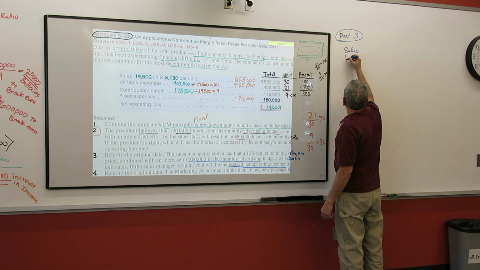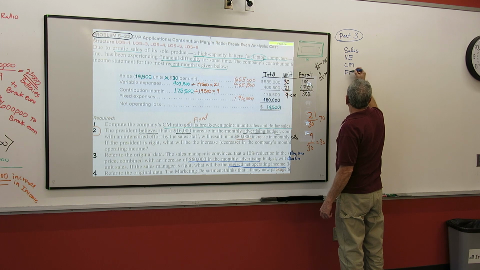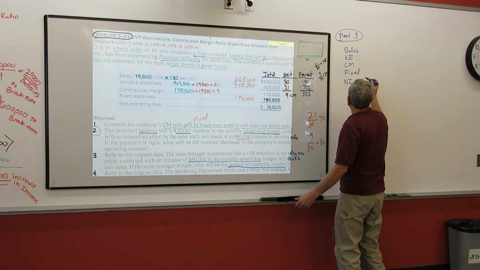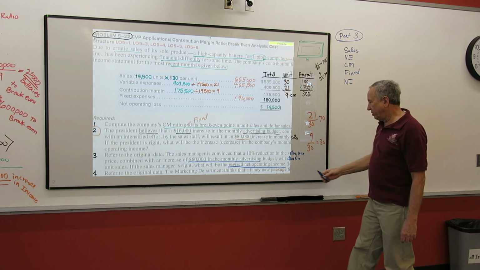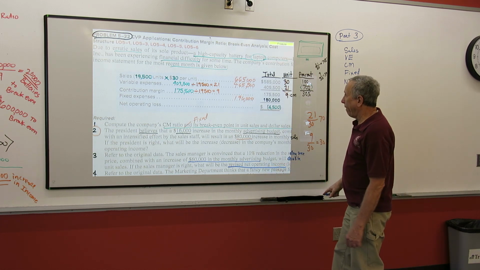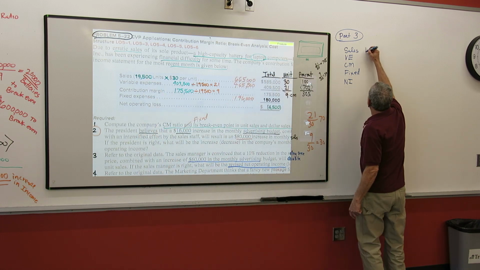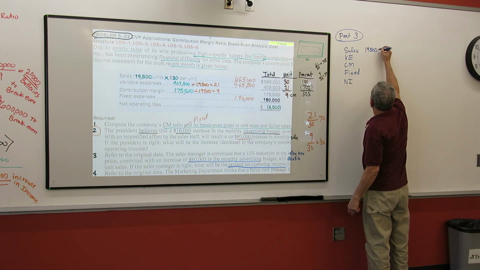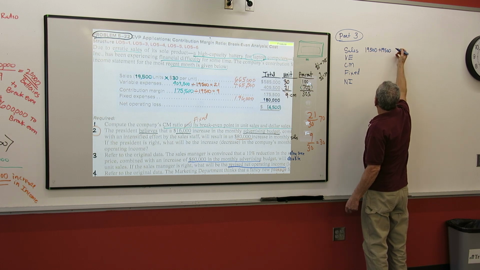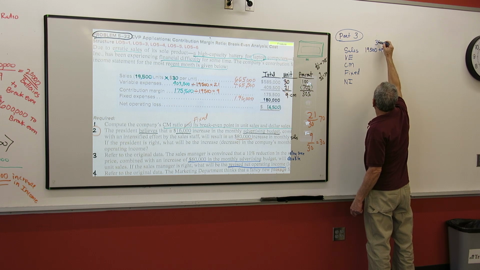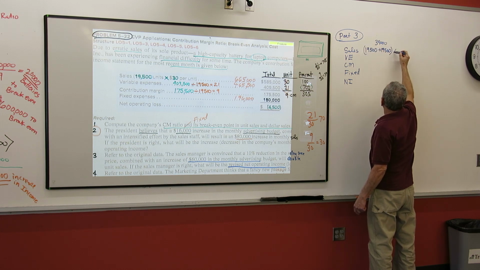Sales less variable expenses gives you contribution margin. Take out the fixed, and you'll get new net income. All right, do we agree, sales? They say that sales are going to double. Do you remember sales were 19,500? So if they double, we're going to have 19,500 plus another 19,500, which is going to be 39,000 batteries we're going to sell.